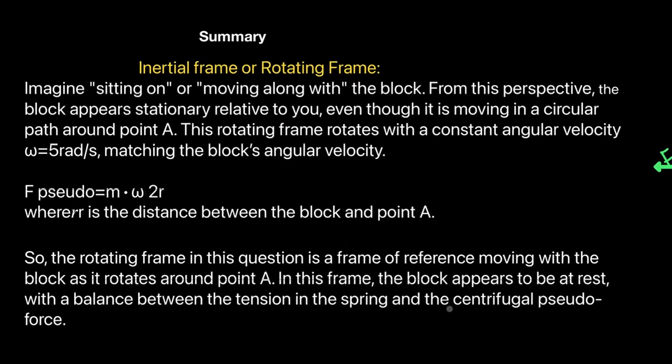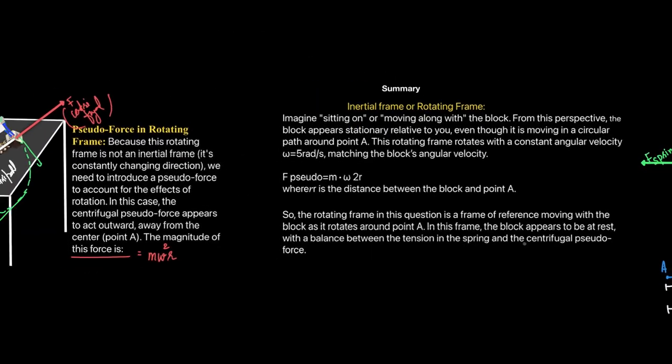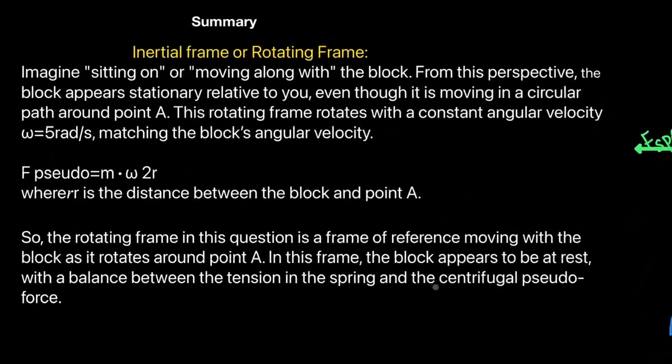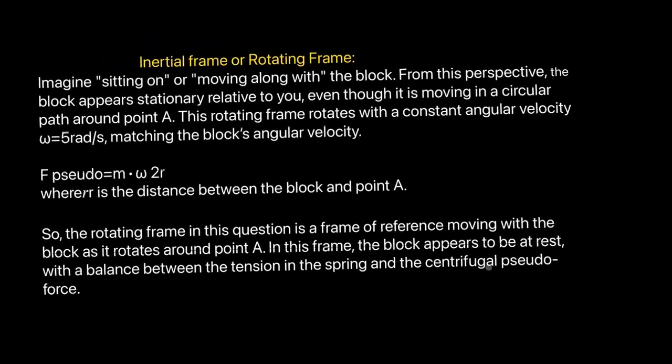So to summarize, imagine sitting or moving along with the block. From this perspective, the block appears stationary relative to you, even though it is moving in a circular path around point A. I hope you can make use of this diagram. Maybe I will bring in the diagram one more time so that things become really easy for you to understand.